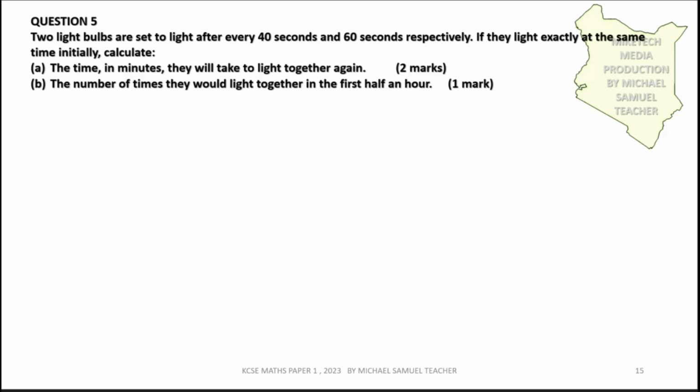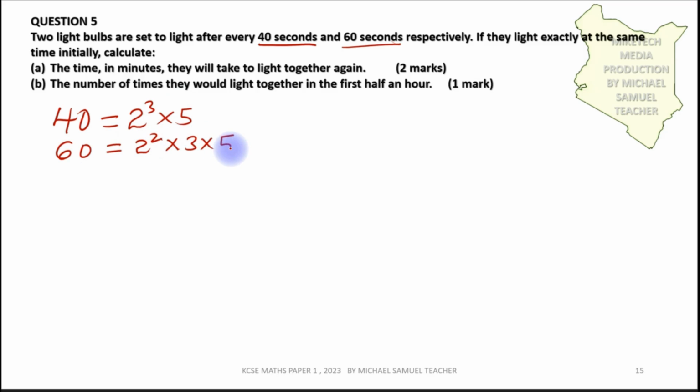So, part A of the question, the time in minutes they will take to light together. In this situation, we can see that the first one lights after 40 seconds, the next one lights after 60 seconds. So we are required to find the LCM of 40 and 60. The prime factors of 40 are 2 raised to 3 times 5. And the prime factors of 60 are 2 raised to 2 times 3 times 5.